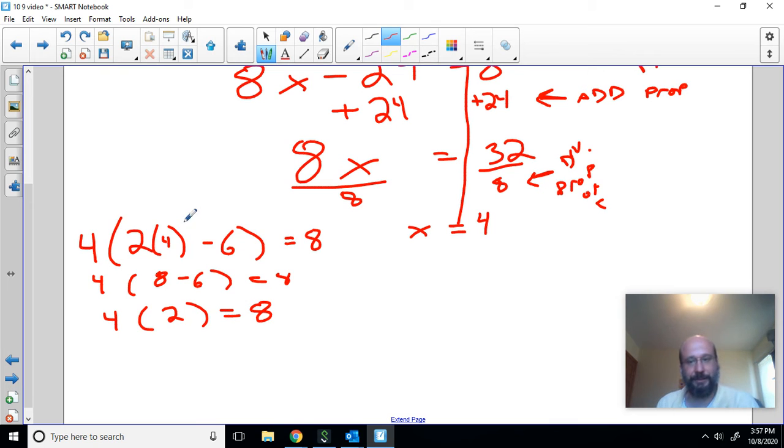Right, I'm not talking, but you see what I'm doing. 2 times 4 is 8. I did the inside of parentheses first. That's what you do in order of operations. Then 8 minus 6 is 2. Again, parentheses first in order of operations. Could have done it different, but I'm following order of operations. And then 4 times 2 is 8. And 8 equals 8. And it's true, I could have multiplied this 4 first, but this way is easier.